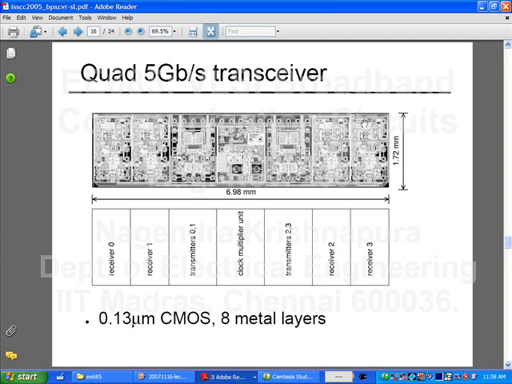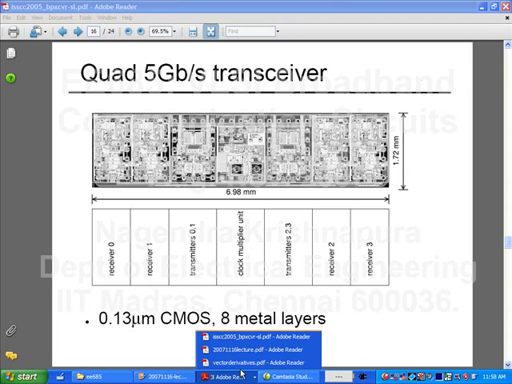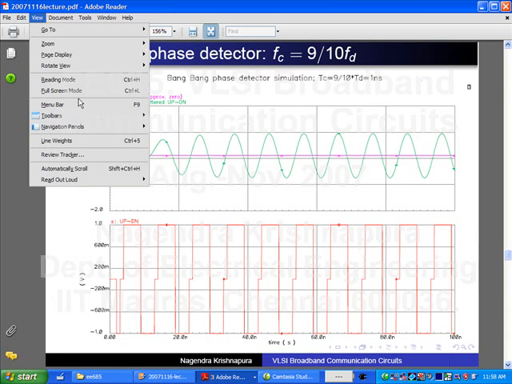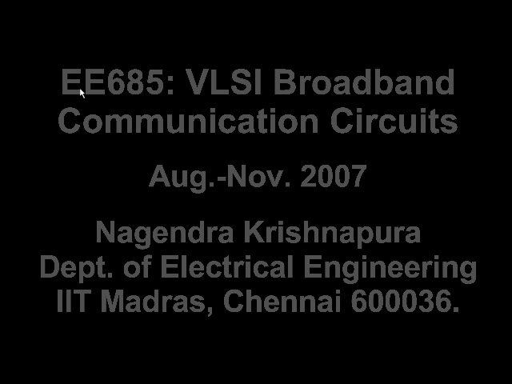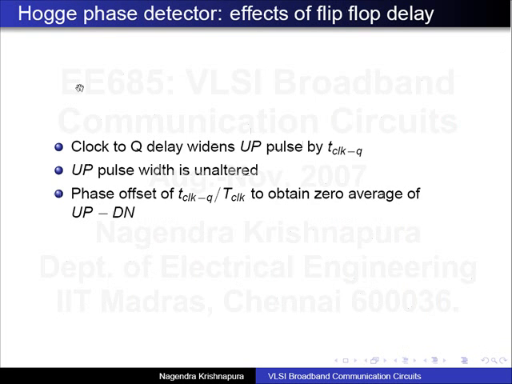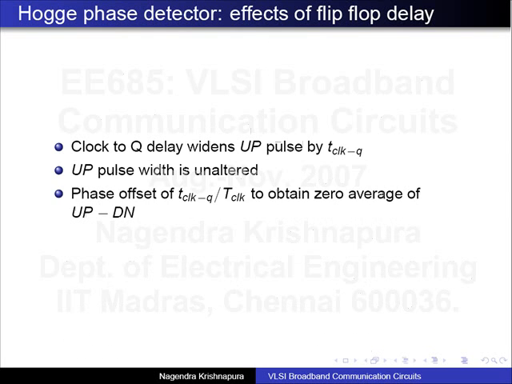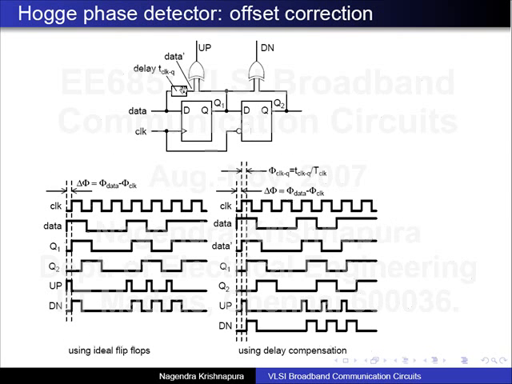Okay. So I think we are out of time, so I'll just quickly go through the very last thing here. See the Hawk phase detector, we say that it has a problem with the clock to Q delay because the up pulses are wider than they are supposed to be. So you can compensate it by putting a delay in front of the XOR, right?